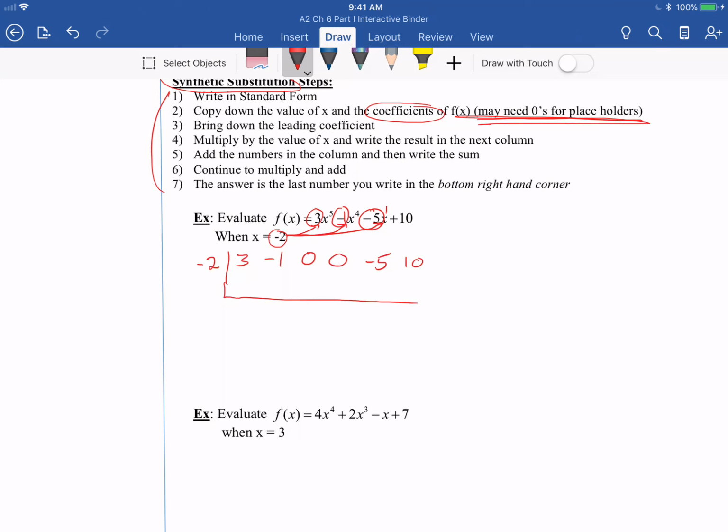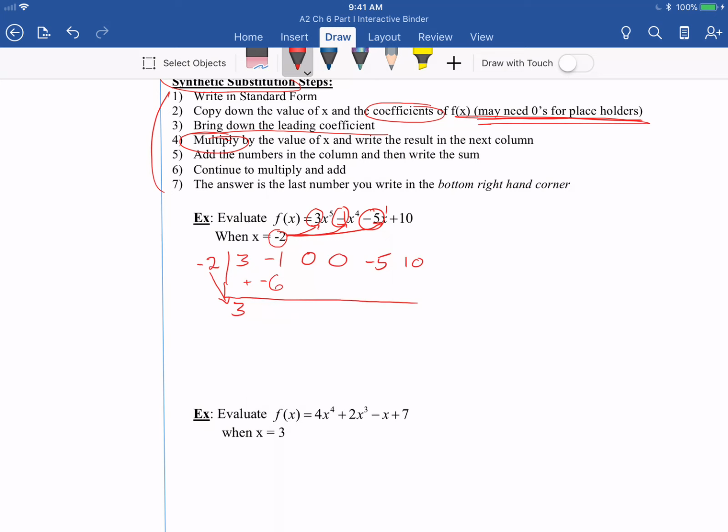Okay, awesome. So now here's the part where we actually have to go through and do this: you always bring down the leading coefficient. So 3 comes down here. We always multiply the diagonal. So -2 times 3 is -6. And then you always add straight down. So add straight down, multiply the diagonal. Add straight down, multiply the diagonal.